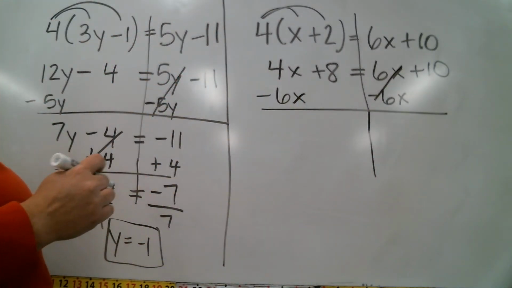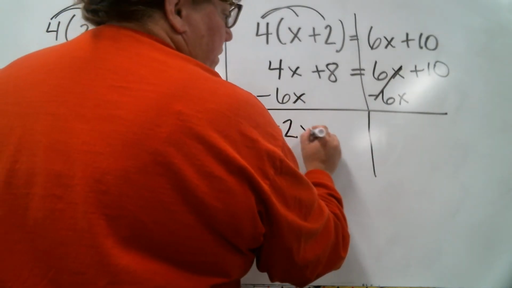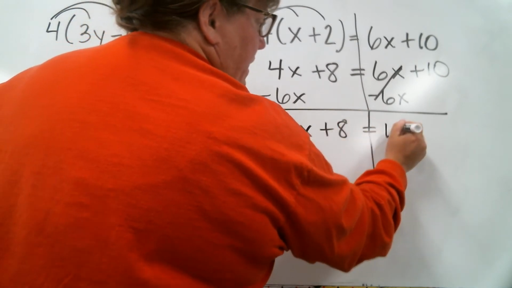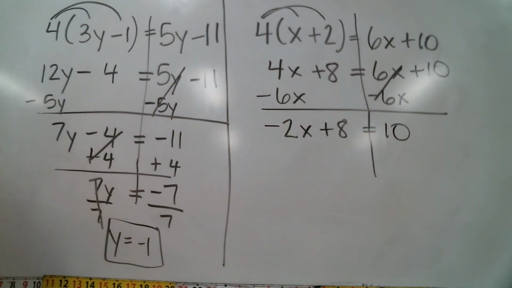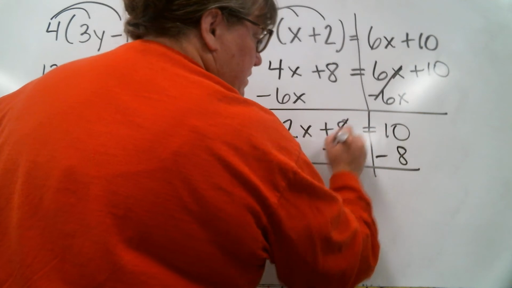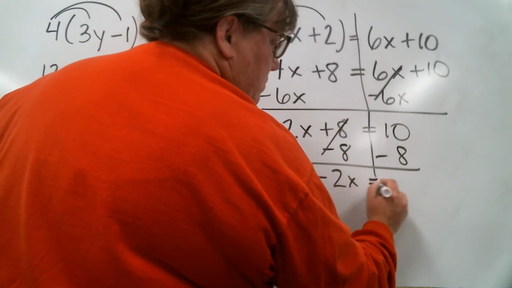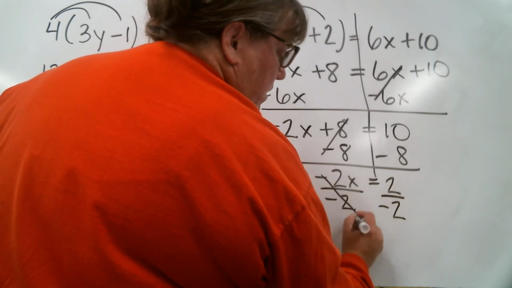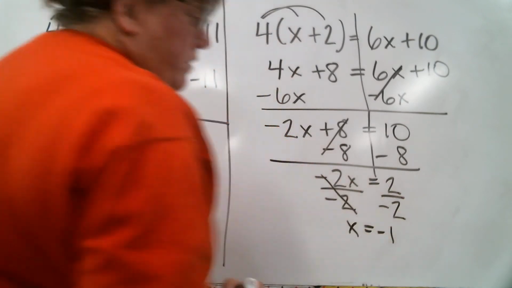4x minus 6x is negative 2x, and I'm going to rewrite what's left. Plus 8 equals 10. And then I'm just left with a two-step equation to solve. So subtract 8 from both sides. Negative 2x equals 2. And when I divide by negative 2, I get x equals negative 1.